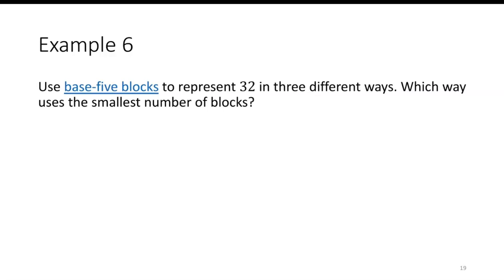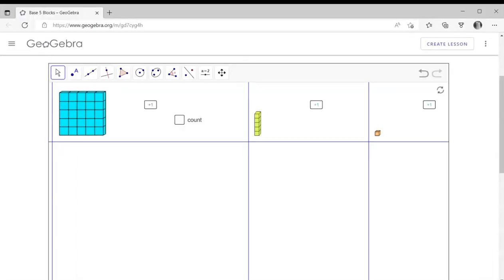Alright, let's go ahead and use base 5 blocks to represent 32 in 3 different ways. Which way uses the smallest number of blocks? Well, you can find a set of base 5 virtual blocks in GeoGebra. That's what I have here. And you see there's the 1, there is the 5, and there's the 25 piece.